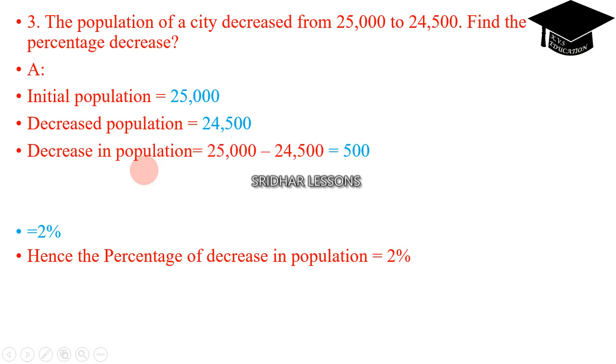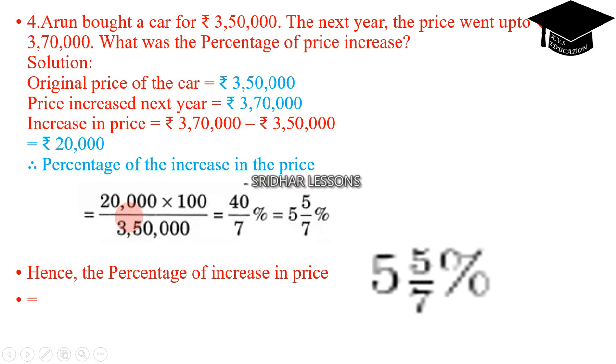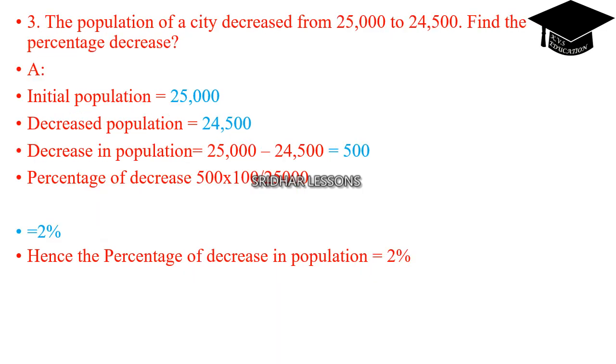So if you can calculate the decrease in population, that is initial population minus the decreased population is equals to 25,000 minus 24,500, which is equals to 500 in the value. And if you want to know the percentage of decrease, that is equals to 500 by 25,000, the initial population, into 100. So upon calculation this is equals to 2%. So the percentage of decrease in population is 2%.